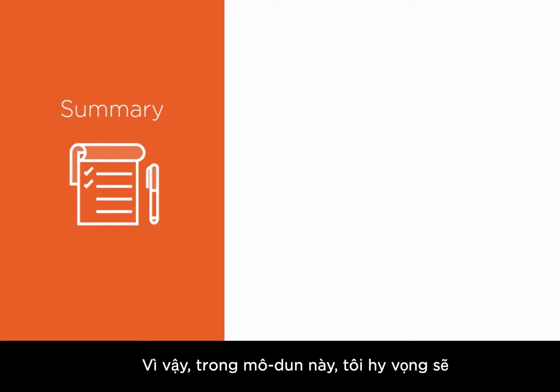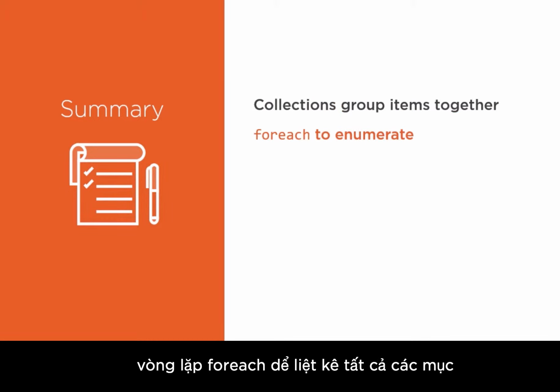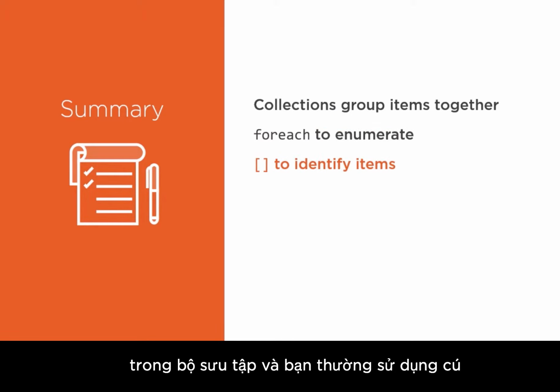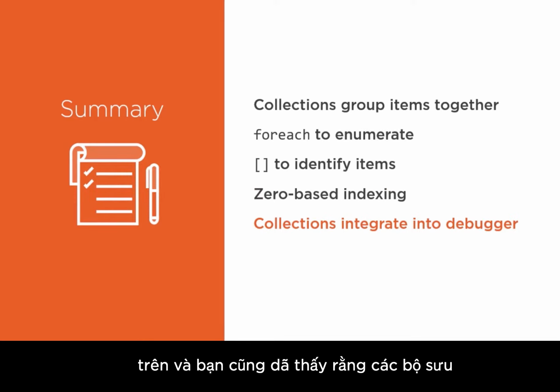So, in this module, I've hopefully given you a good introduction to collections, focusing on arrays. I'll just quickly recap. You've learned that collections are types that group multiple objects together. You can use a for-each loop to enumerate all items in a collection, and you normally use a square bracket syntax to identify items in a collection, whether to read or write to them. But when using the square bracket syntax, you must use zero-based indexing. And you've also seen that collections integrate very seamlessly into the debugger.